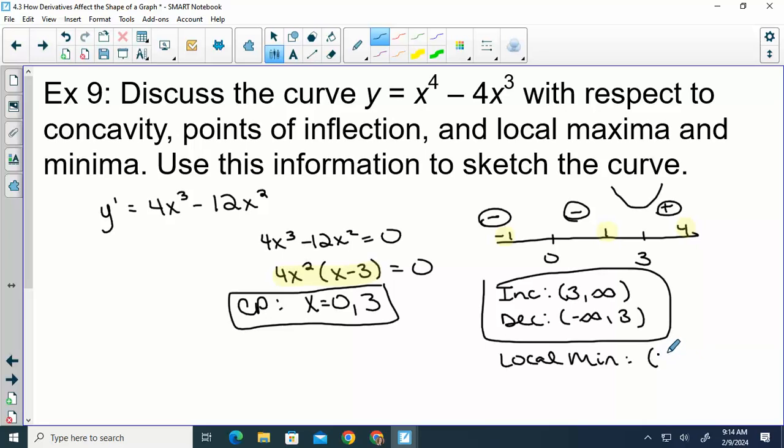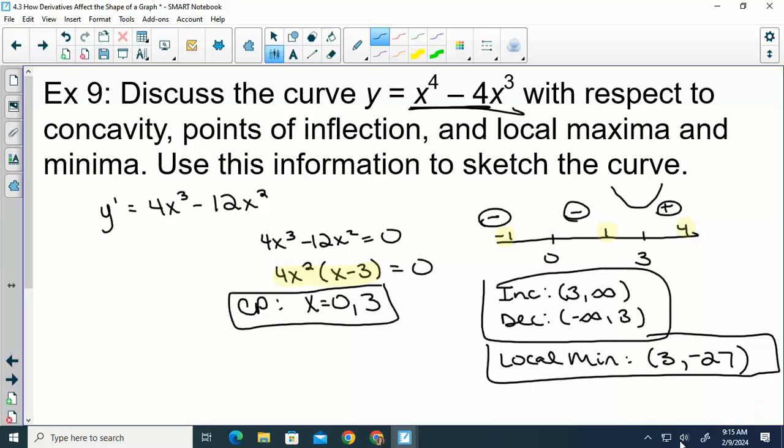You can give me function notation or an ordered pair. When you do that, where are you plugging that 3 into to get the y value? The original, because I want the point on the actual graph. So 3 to the 4th is 81. So negative 27. Okay, so that's kind of yesterday's portion.